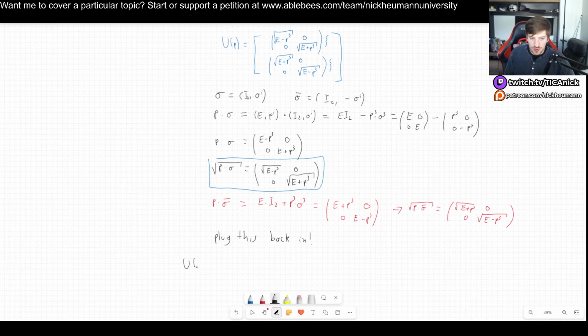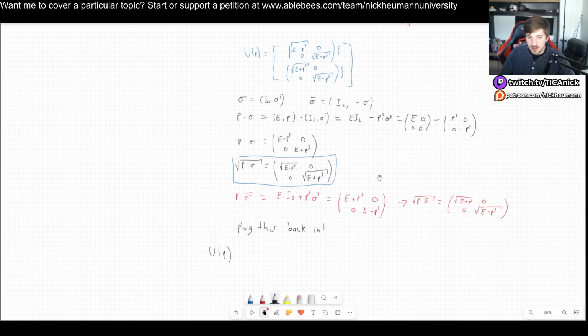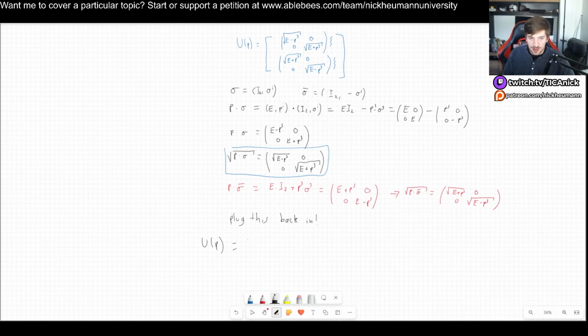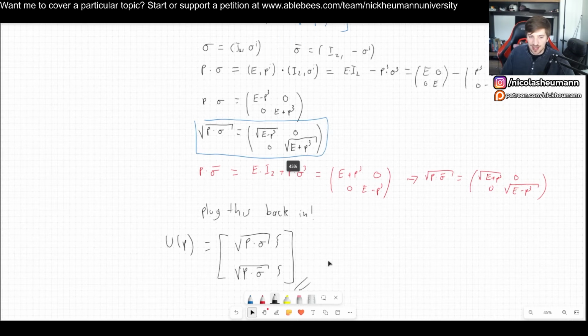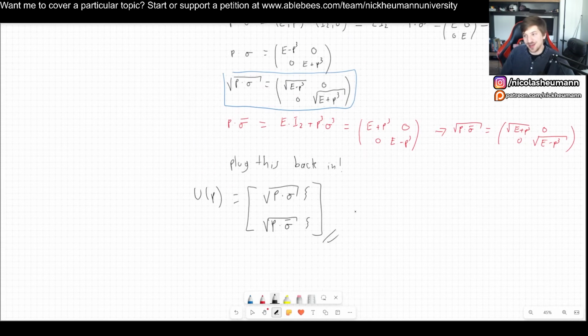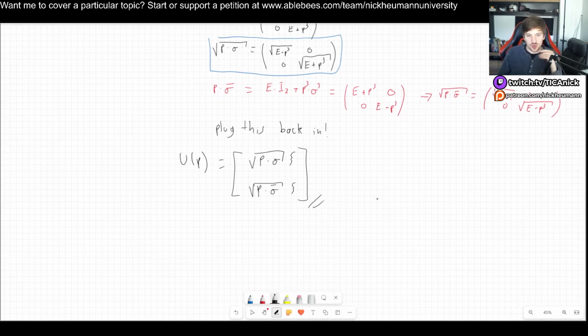So we get U of P, right? We look at this. The upper part is what we found first, so that would be the square root of p dot sigma times our little chi. And the lower part is the square root of p dot sigma bar times chi. And that is the most compact way to write down these solutions. So there we go. Okay, so these are the solutions.